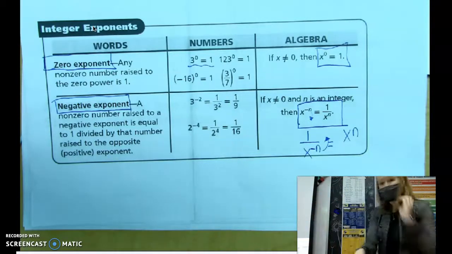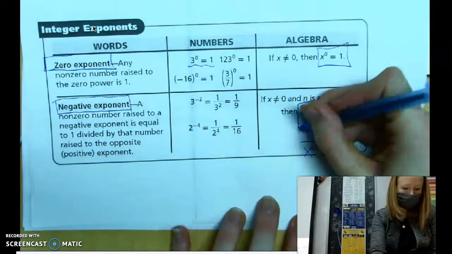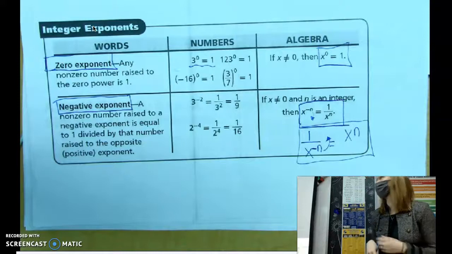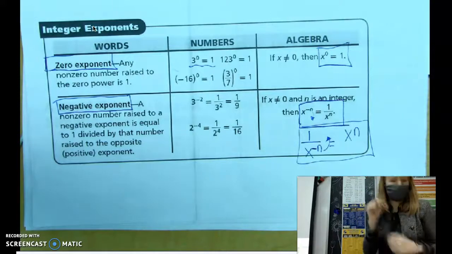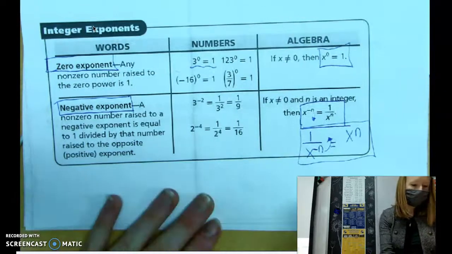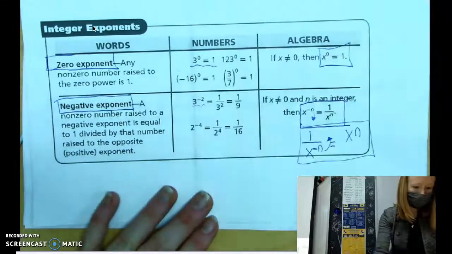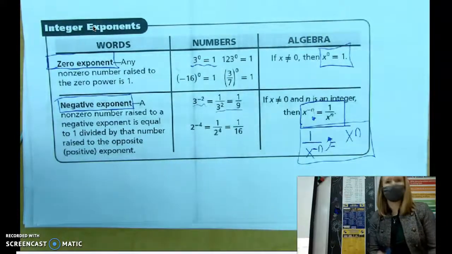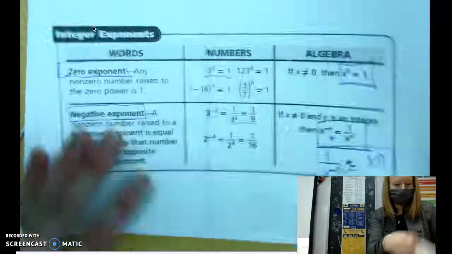So that's the idea of a negative exponent. You got to move to change that negative attitude. So whatever that thing is with that negative exponent, it's got to move. And then, like I said, you can see some examples of this. So 3 to the negative second power becomes 1 over 3 to the second power, and 3 to the second power is 9, right? So we're going to practice some of this stuff.